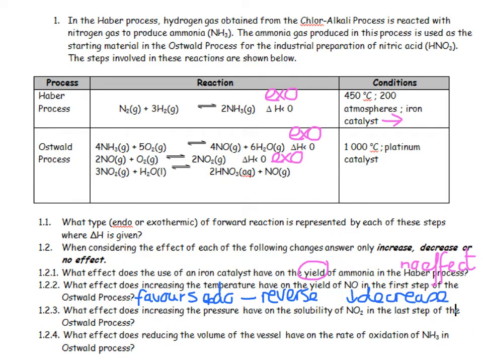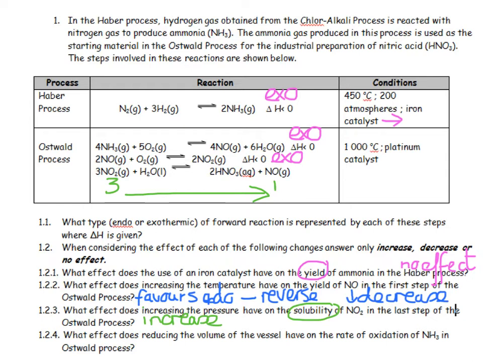That is going to decrease. What effect does increasing the pressure have on the solubility of NO2 in the last step of the Ostwald process? So I'm putting NO2 into water, and now I'm going to increase the pressure. For pressure, we take a look at gas moles. I have 3 gas moles on the left and 1 gas mole on the right. Increasing pressure will always favor the fewest gas moles, so it is going to increase the forward reaction, which is the dissolving of NO2 into water.